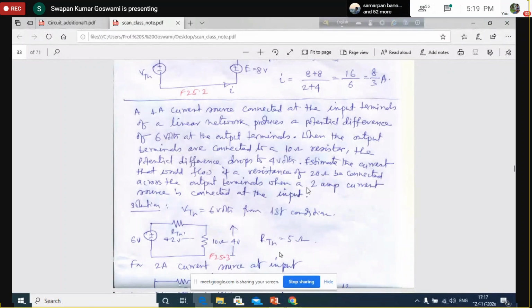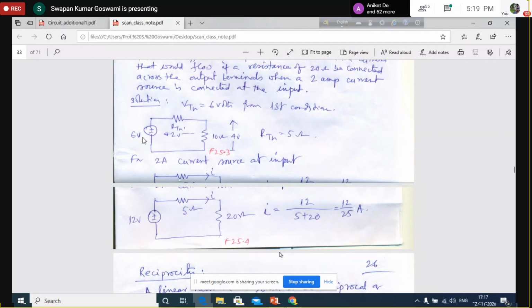So if the input current is doubled, what will happen to the Thevenin voltage of a linear circuit? It also will become double. Double means it will be 12 volt now. Now that voltage becomes 12 volt, but the Thevenin resistance remains unchanged. It will not depend upon the current value because it is a linear network, that means the internal impedance will remain unchanged. Am I clear? So only the Thevenin voltage changes because of the change in the input source current. The Thevenin resistance remains the same.